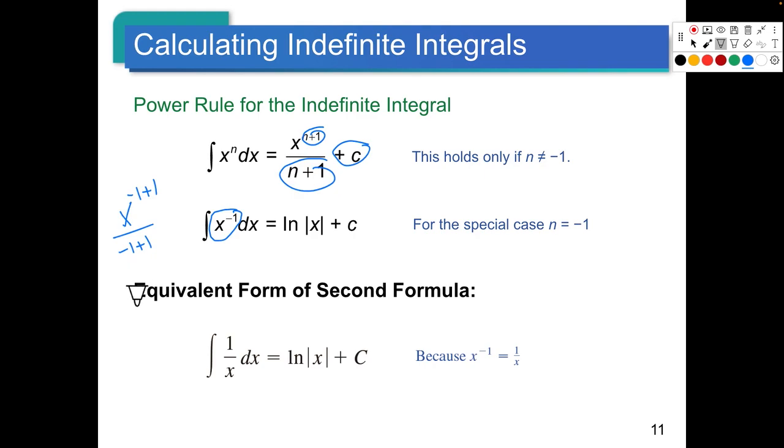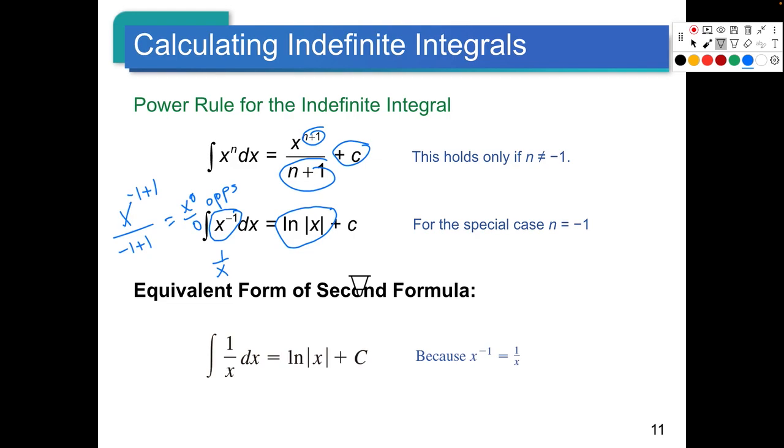Okay? So that's a good thing, that at least the one that's the special case, if you try using the general rule, it just won't work. So that would just be x to the 0 over 0. Oops, that doesn't work. It's this special one. For me, when I see x to the minus 1, it's actually easier to rewrite it as 1 over x, because that one I'll remember. That's just natural log of x. So that's the one you have to remember. It's different.